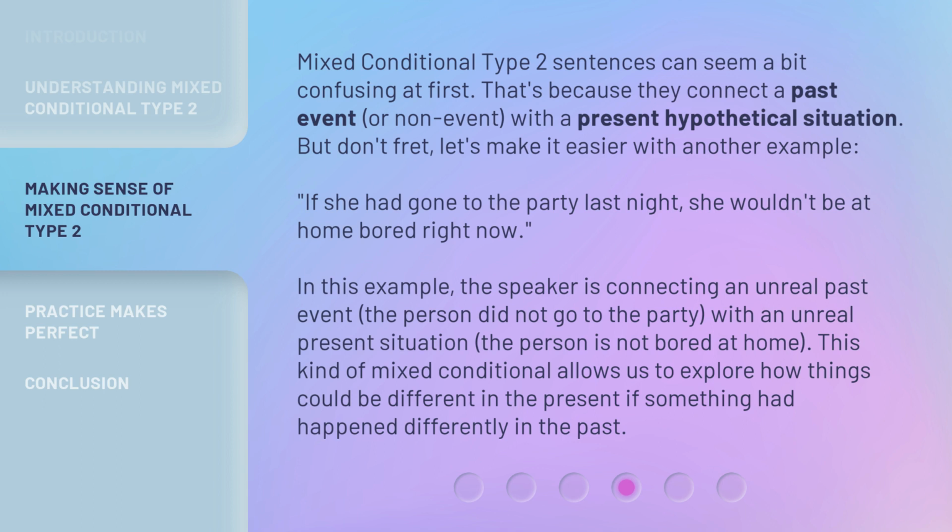In this example, the speaker is connecting an unreal past event, the person did not go to the party, with an unreal present situation. The person is not bored at home. This kind of mixed conditional allows us to explore how things could be different in the present if something had happened differently in the past.